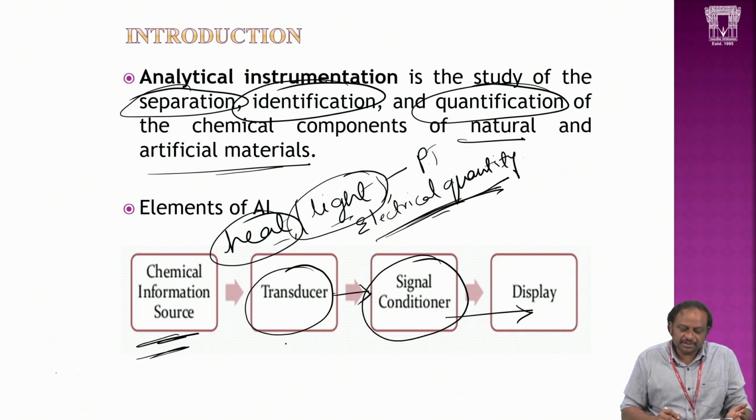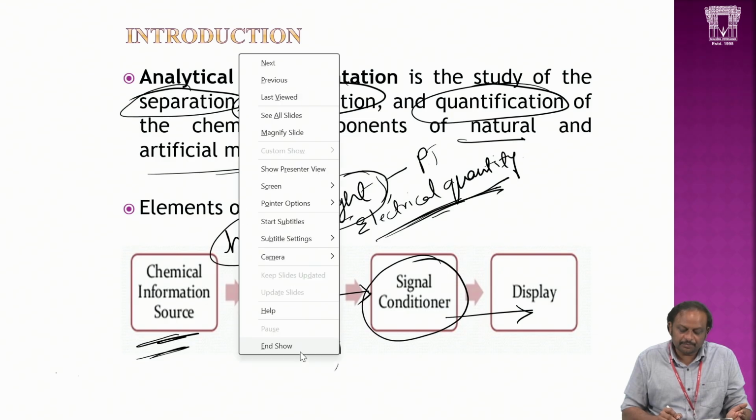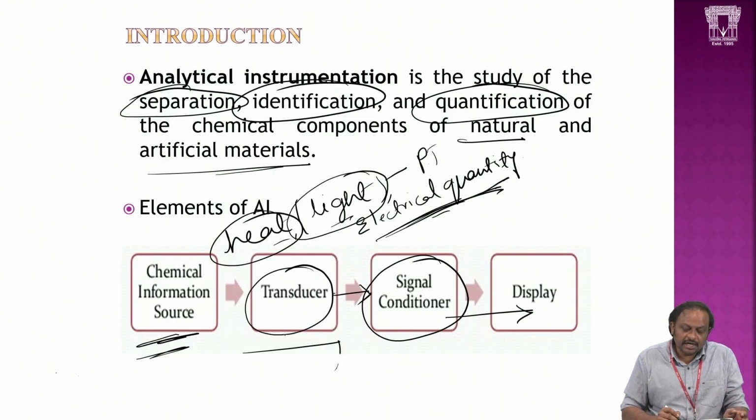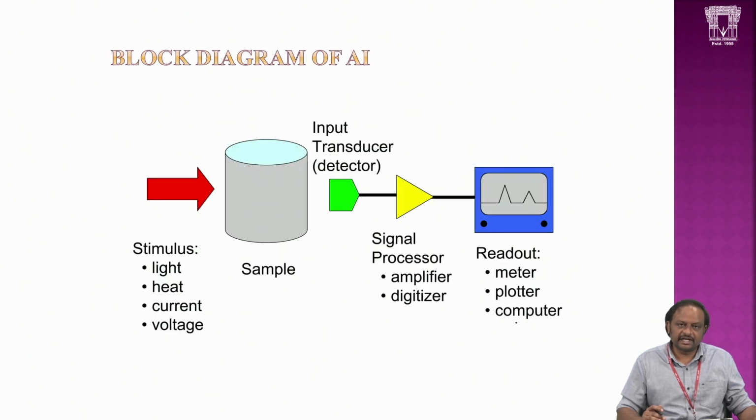So a chemical information source, and then you convert it with a proper transducer. This transducer is usually any sensor that converts from physical form to electrical form. This electrical form you give directly to the signal conditioning circuit, do the signal conditioning properly, and then display. So these are the usual elements of the analytical instrument.